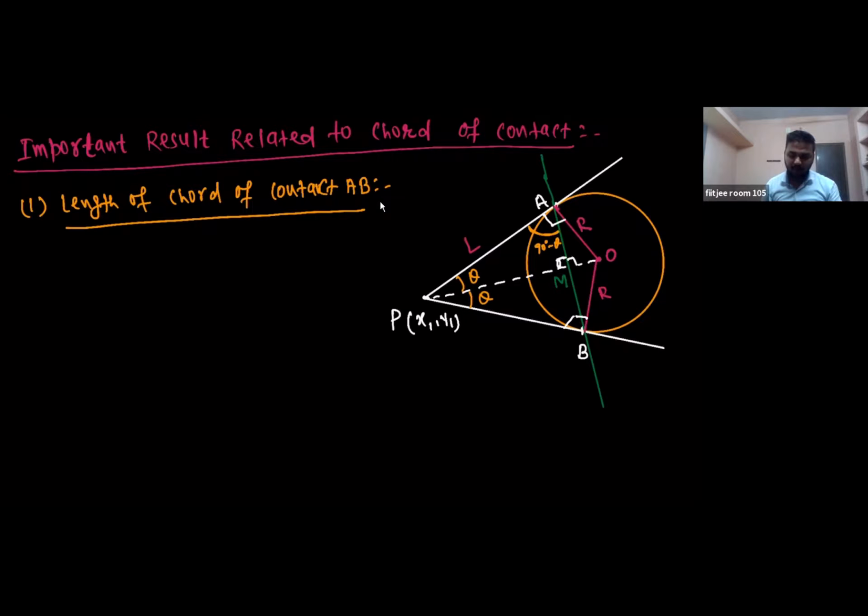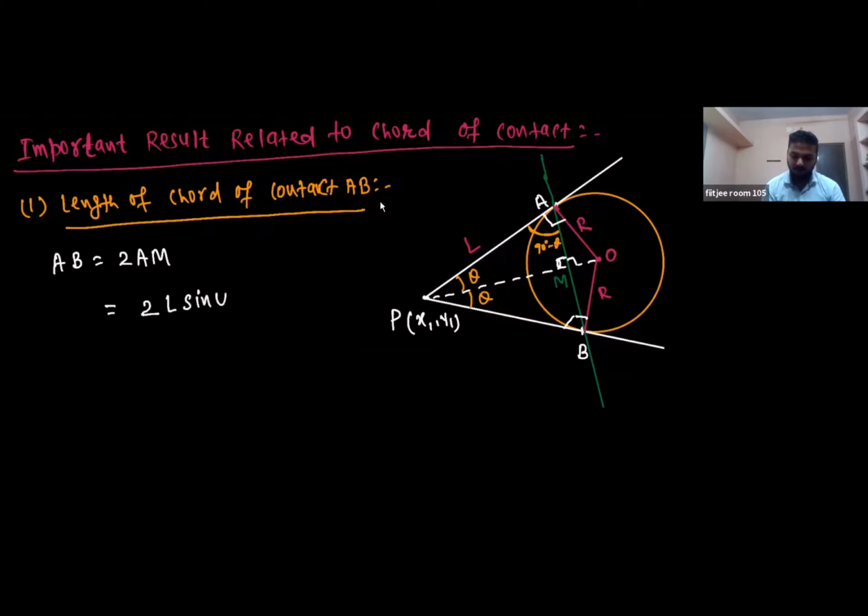Then what am I doing? I have to find the AB distance. AB distance will be equal to 2 times AM. Correct now? Yes, 2 times AM. What is the AM value? In triangle PAM, what should be the value of AM? Can I say L sin theta?